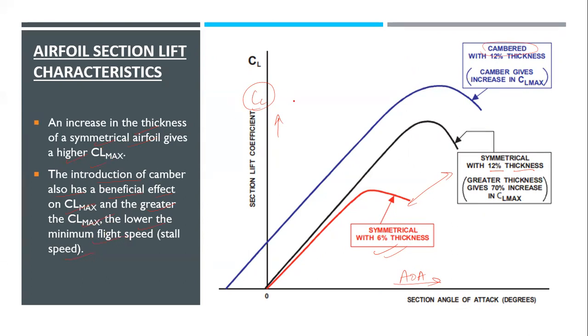Right. Any confusion up till now? CL max, flight speeds. No, sir. Okay. Sonak, Rupesh. Yes, sir. What happened? Sir, in this second point, the greater the CL max, the lower the minimum flight speed, stall speed. Okay. So, suppose we have adverse pressure gradient. So, how is the CL max related to stall speed?